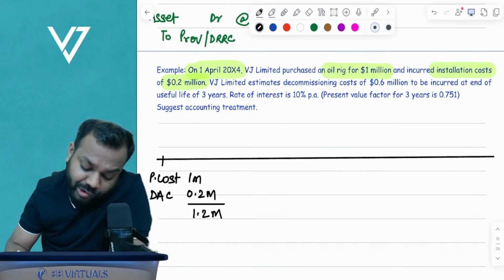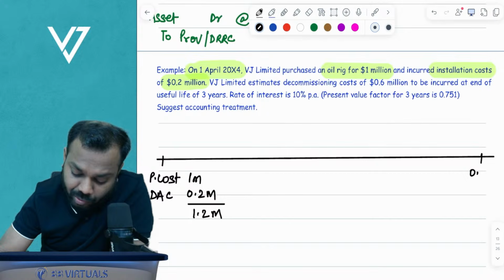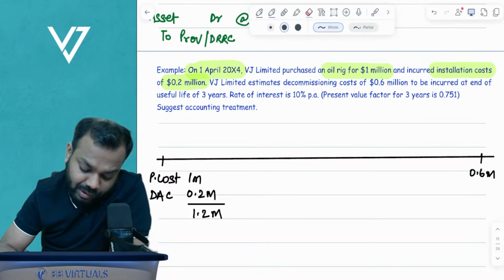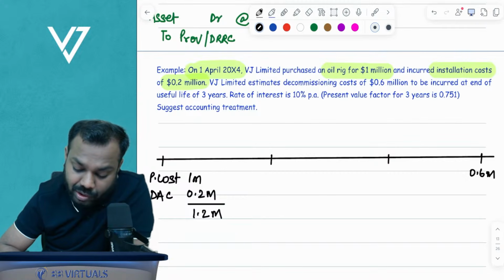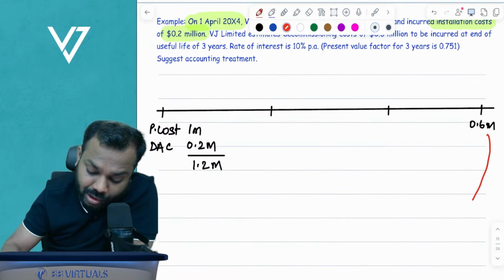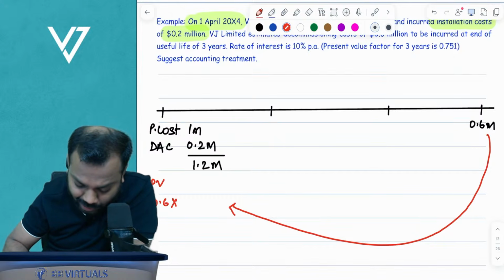Wonderful. Now Vijay Limited estimates decommissioning costs of 0.6 million to be incurred at the end of the useful life of 3 years. Useful life is 3 years. First year end, second year end, third year end. Rate of interest is 10%. Present value factor for 3 years is 0.751. So what we have to do is compute the present value of it. It will be 0.6 multiplied by 0.751.